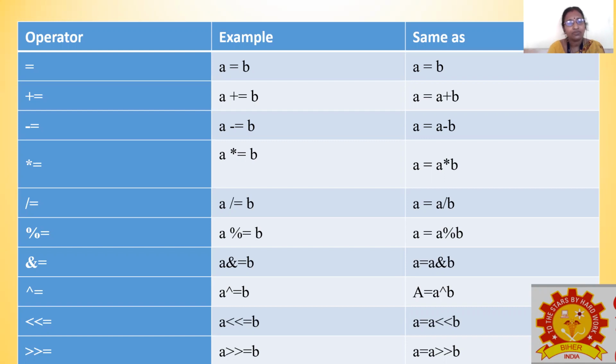Next, the left shift and right shift operators. A <<= B is A = A << B. A >>= B is A = A >> B.